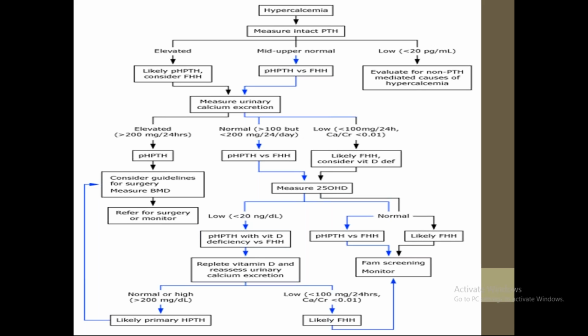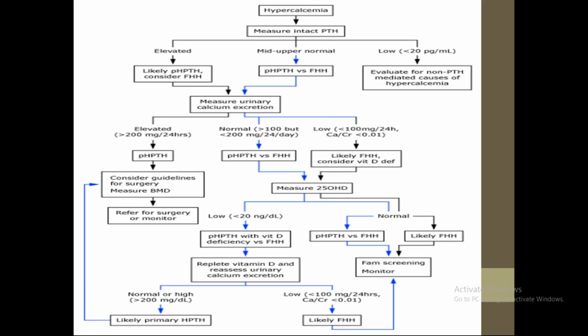Second case, if the excretion is less than 200 but more than 100 milligrams per deciliter, same thing, you have to see. Again, it can be primary or it can be familial hypocalciuric hypercalcemia. Then you have to measure vitamin D. But if the calcium urinary excretion is less than 100 and the calcium creatinine ratio is less than 0.01, it is 90% likely to be familial hypocalciuric hypercalcemia. Then you can consider vitamin D deficiency also as one of the differential diagnoses.